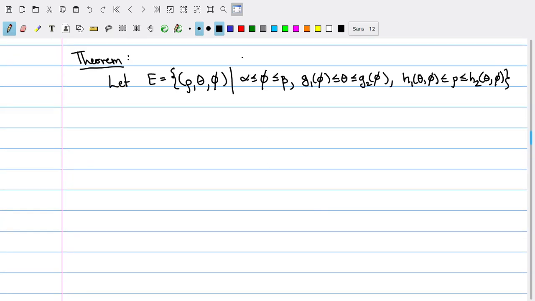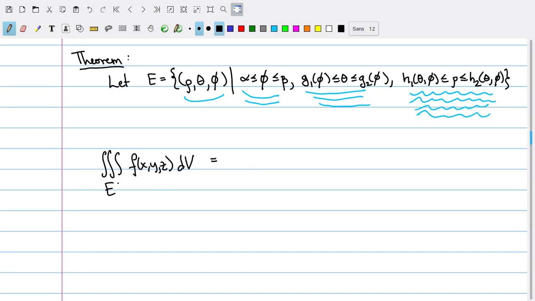Specifically, if we consider a solid region E consisting of all triples in spherical coordinates rho, theta, phi, such that phi ranges between alpha and beta, theta ranges between g1 of phi and g2 of phi for some functions g1 and g2, and rho ranges between h1 of theta, phi and h2 of theta, phi for some functions h1 and h2, then we can re-express the triple integral over the region E of some function f of x, y, z as an iterated integral with everything in terms of spherical coordinates.